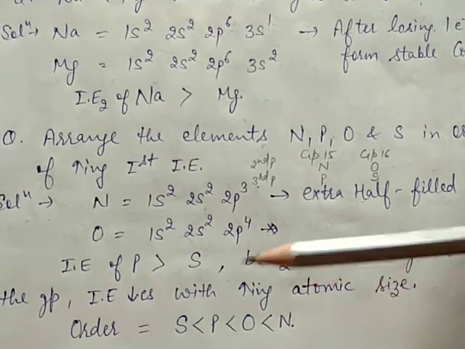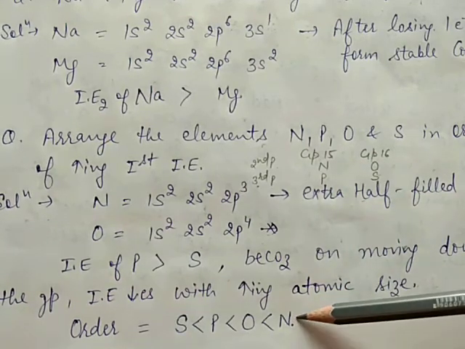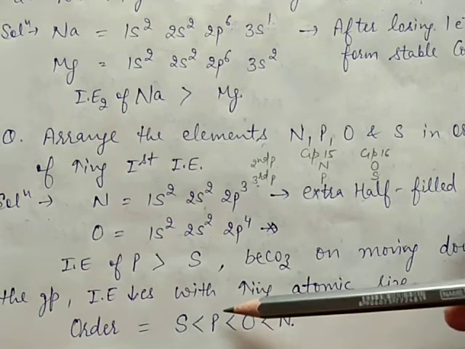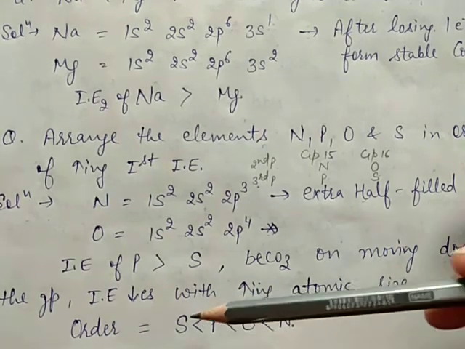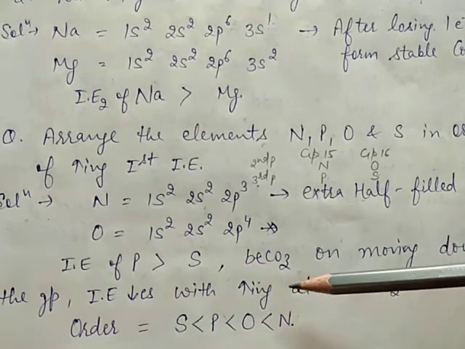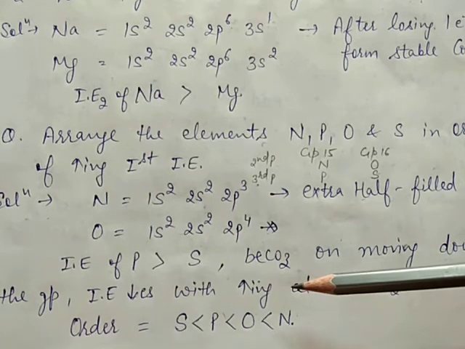So the order becomes: first nitrogen, after that oxygen, after that phosphorus, and after that sulfur. This is the order of ionization energy. This is the first ionization energy.